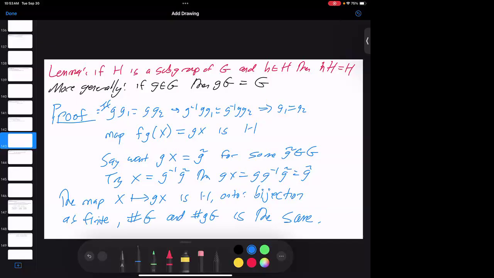So it's very important that everything is finite here. If we didn't have finiteness, that would not be the case. But because everything is finite, then that is enough to know that the two things have the same size.